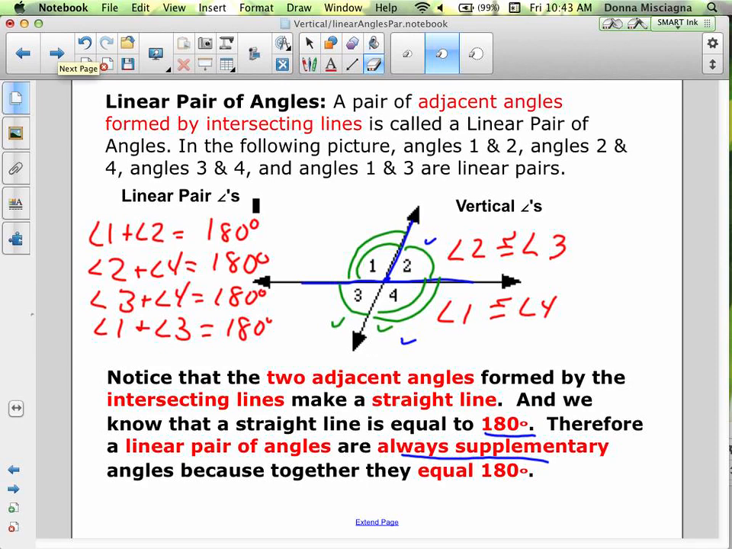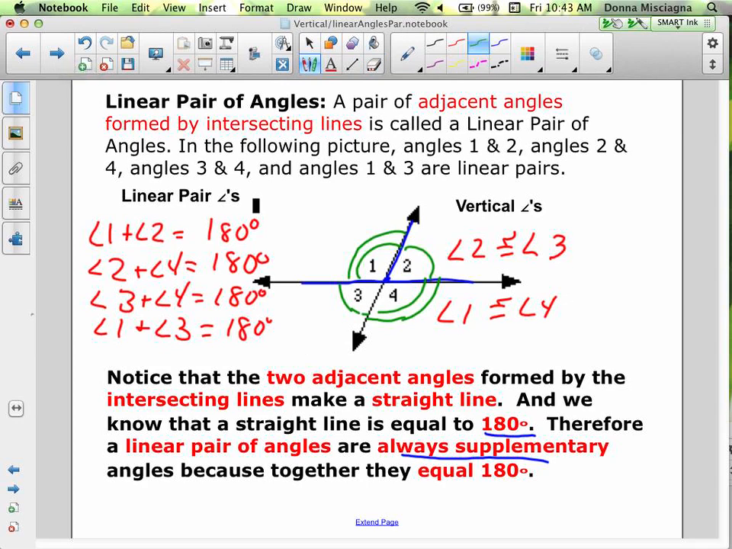I'm just going to move my little check marks. And I took away some of my arc. All right, so the arcs there show angles are congruent. So angle 2 and angle 3 are congruent to one another because they're vertical angles. Angle 1 and angle 4 are congruent to one another because they're vertical angles as well.